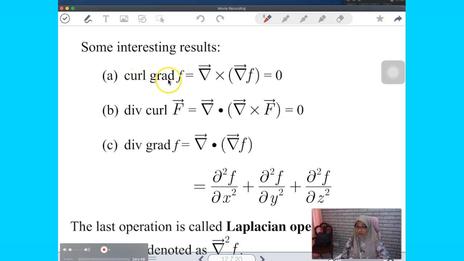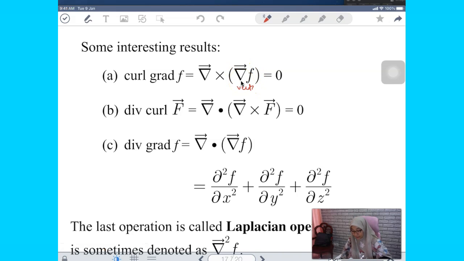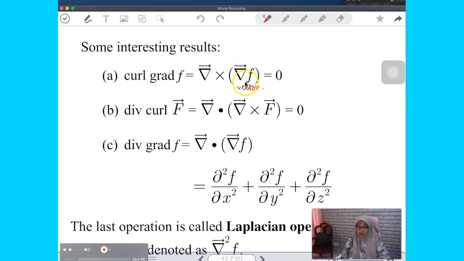So we know, what is this? The curl of gradient f. The gradient f is grad f, and this will give you a vector, and the curl of this vector will give you 0. This is applicable for any f that you have. Only this one, only this multiple operation.